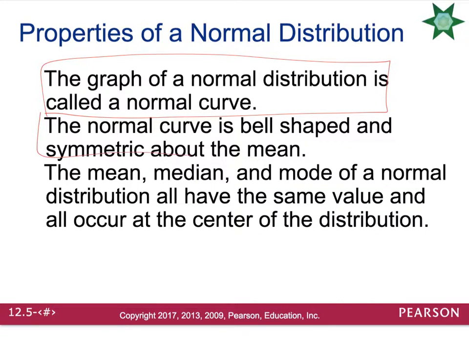The normal curve should always be bell-shaped, and it should always be symmetric about the mean. The mean, the median, and the mode should all have the same value, and they should all be dead center. So when you look at that bell-shaped curve, the mean, the median, and the mode are all going to be directly in the middle.